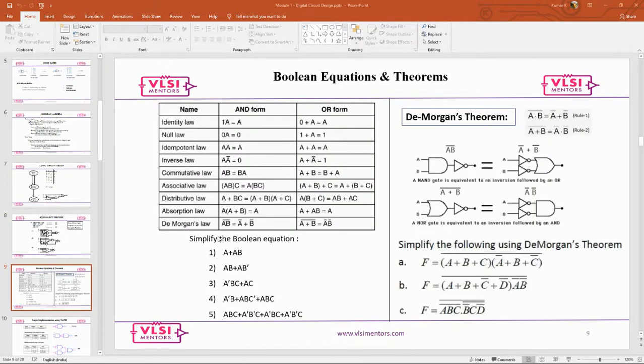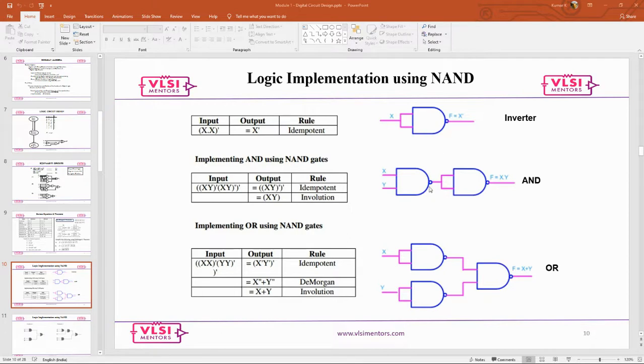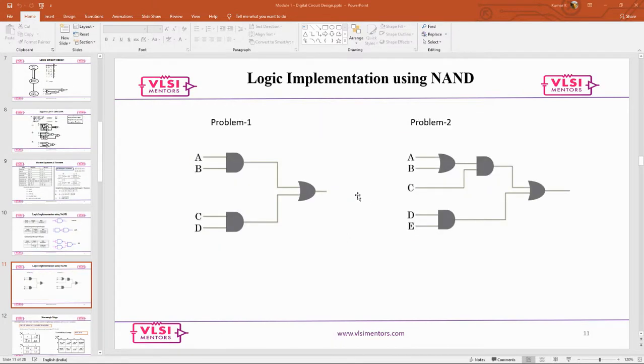We also spent some time working through De Morgan's theorem, because this is what is used when you are trying to implement the circuit using only NAND configurations, or NOR configurations. So for logic implementation using NAND, we spent some time and also solved some problems.